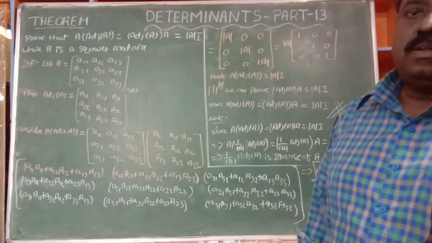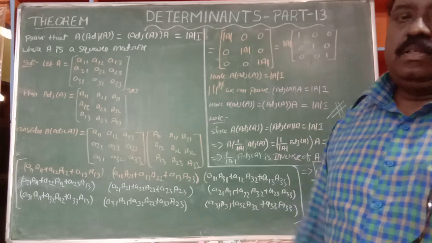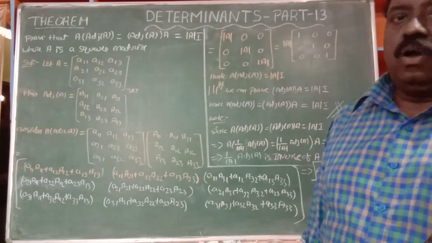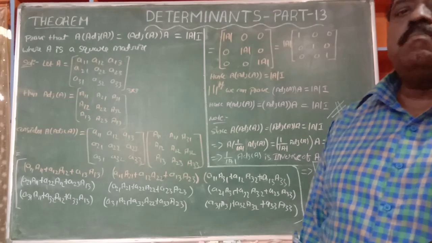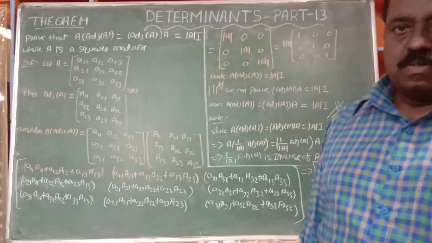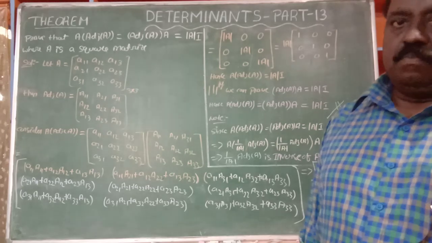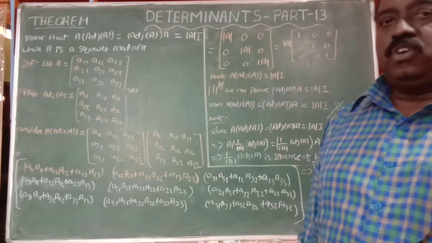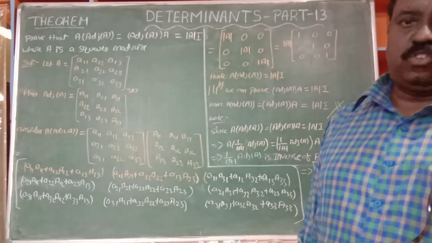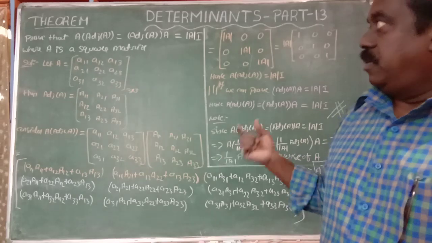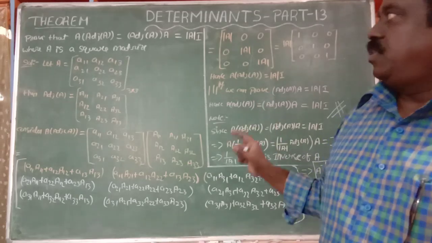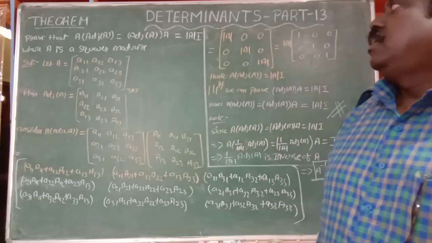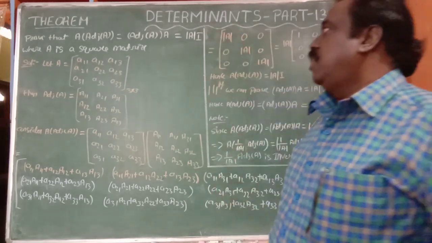In the previous part 12, we discussed the concept of the adjoint of a given matrix A. We solved some examples also. Now, by using that adjoint of a given matrix A, a very good theorem is there. This is a very important theorem. You follow it well. Okay, now, what is the statement of the theorem?